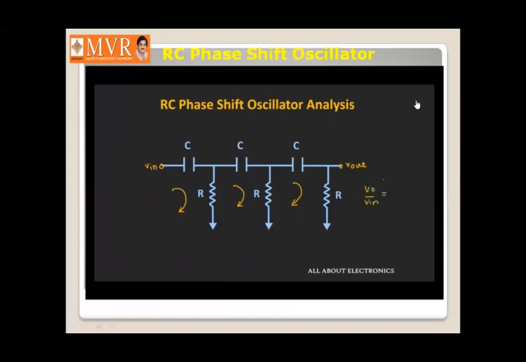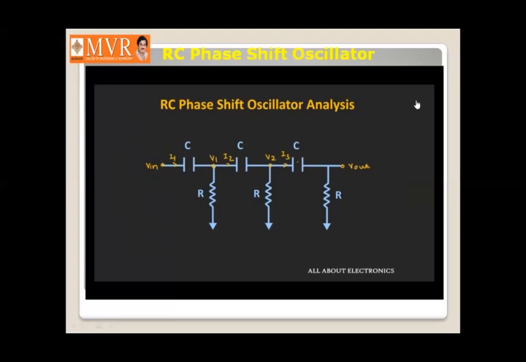And if you find it, then you will get that this V out by V in for this RC network will be equal to minus 1 by 29. So let us quickly derive this relationship between output and input. So here let us assume that the voltage at this node is V1, the voltage at this node is equal to V2, and I1, I2 and I3 are the currents which are flowing through these three capacitors.